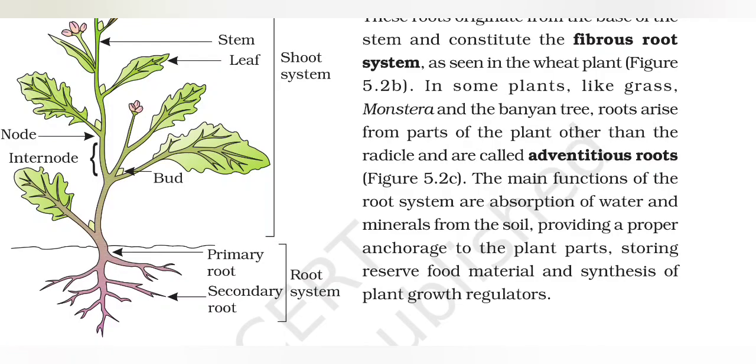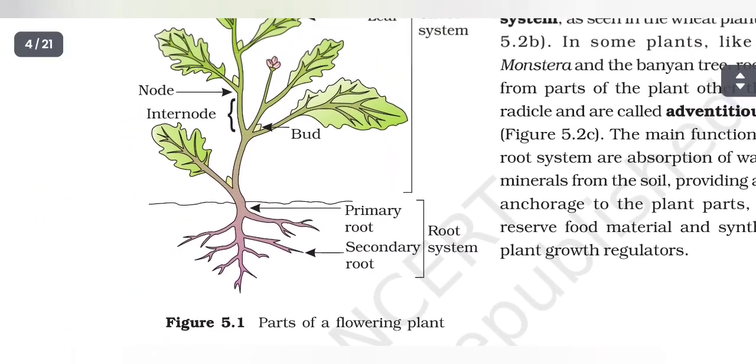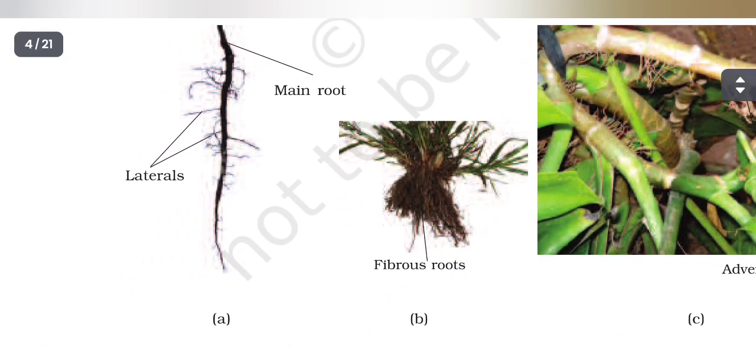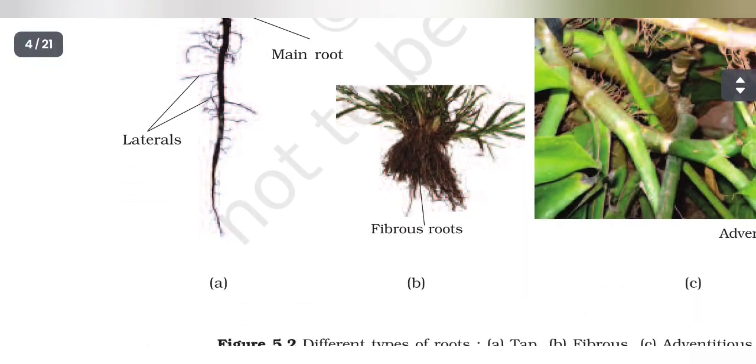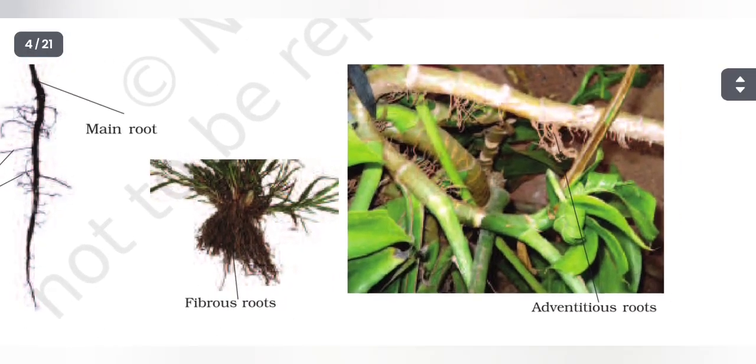Figure 5.2c. The main functions of the root system are absorption of water and minerals from the soil, providing proper anchorage to the plant parts, storing reserve food material and synthesis of plant growth regulators. This is the structure which shows the parts of a flowering plant. It has lateral roots, main root, this is our fibrous root, this is adventitious root.